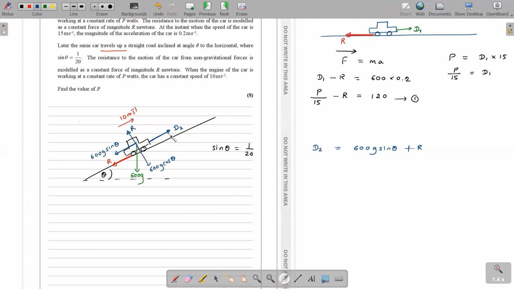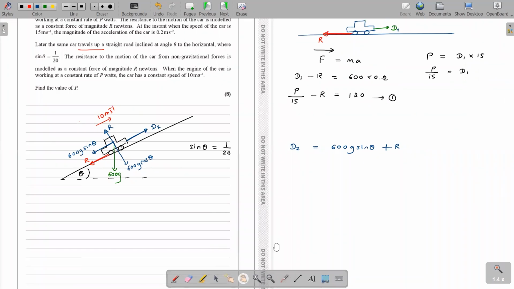Okay, so that's why there's no unbalanced force. There's no acceleration. Basically, forces are in complete harmony. They're in balance. That's why the car is moving at constant speed. So again for D2 also, we'll write that the power produced in this case is also P, right? They say for both cases the power produced by the engine is P. So I'll write the power equation again.